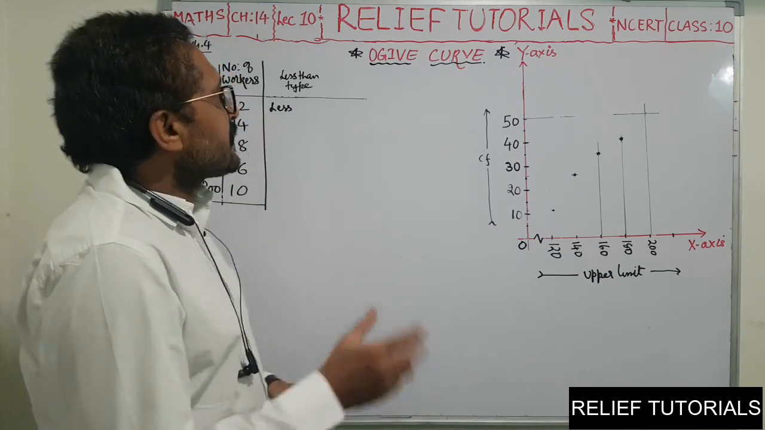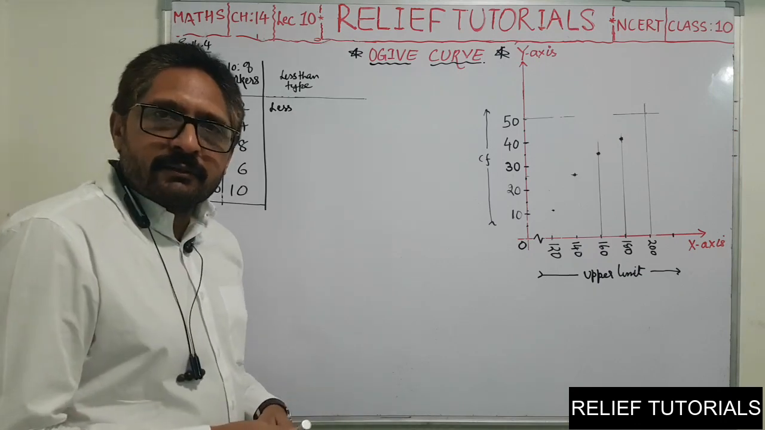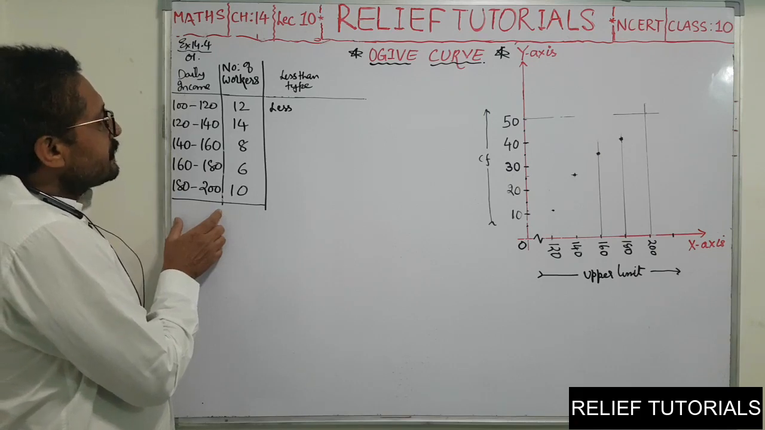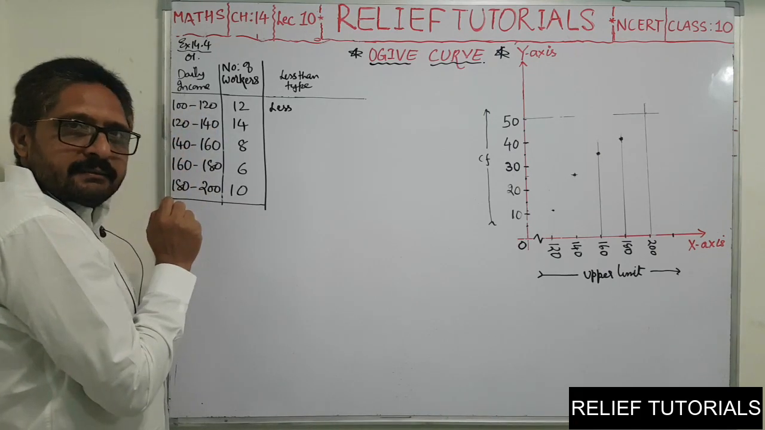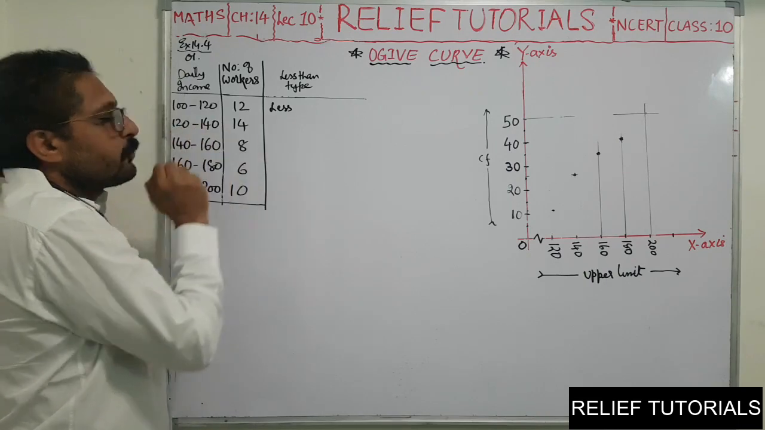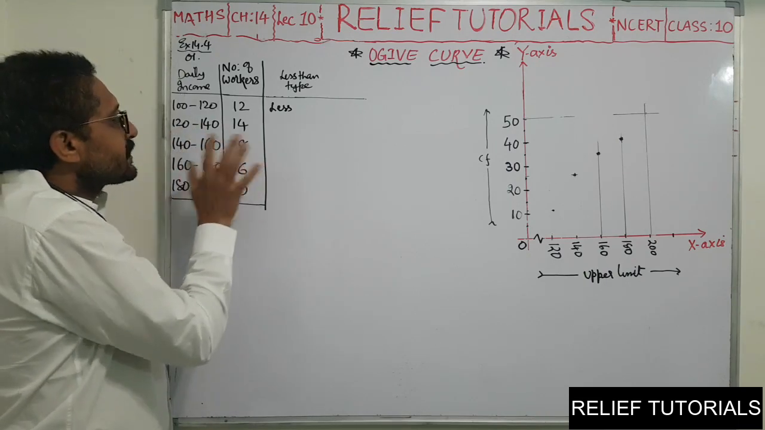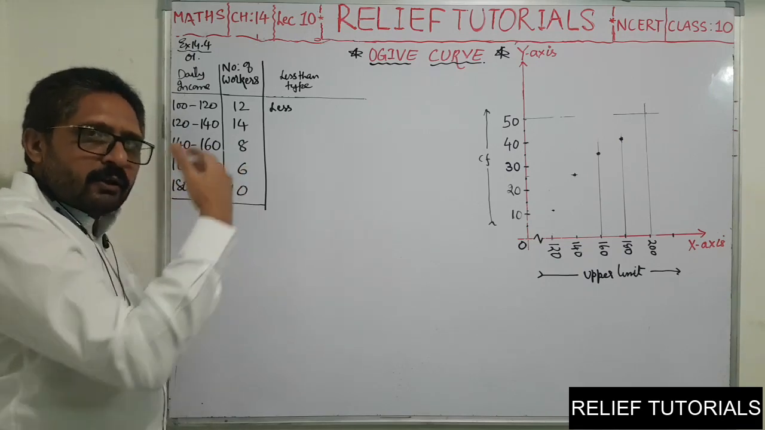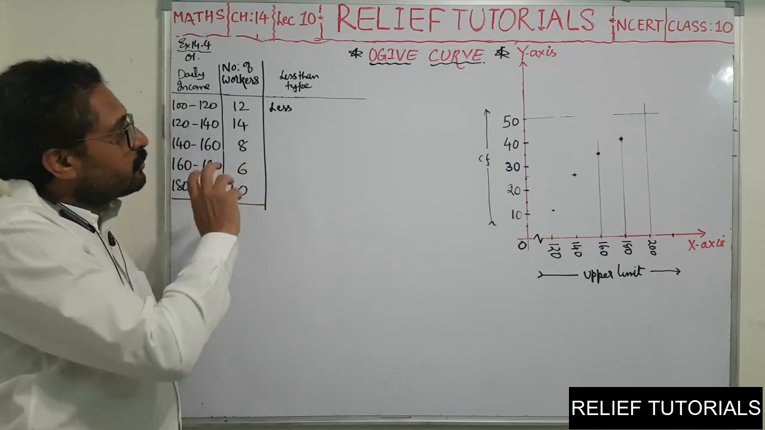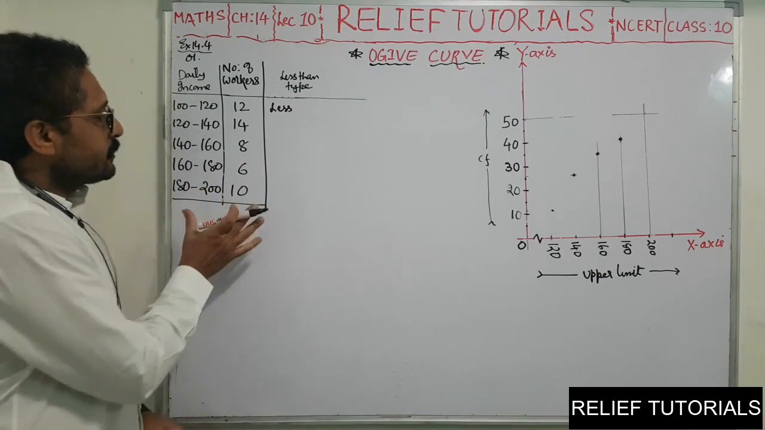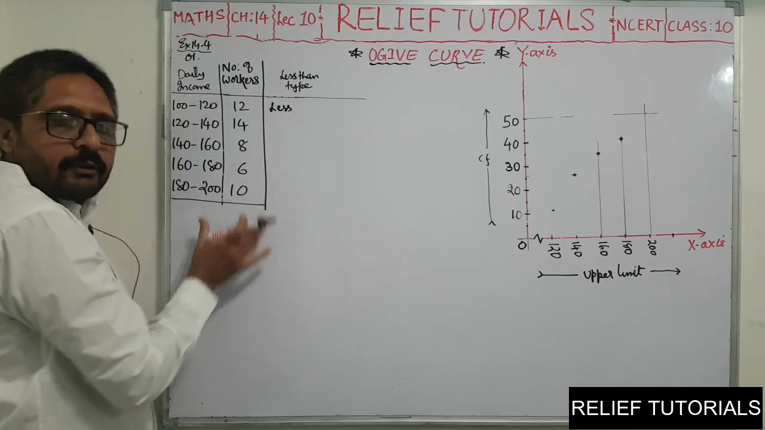Now see, first we will learn less than type ogive curve. So here is the data. This is the daily income of workers, 100 to 120. There are 12 workers whose income is 120 to 140, 14 workers, 140 to 160, 8 workers, so on. Now we have seen already in the previous lectures, we have to convert them into less than type. So how will we make that? See, this is your problem and this is the frequency.